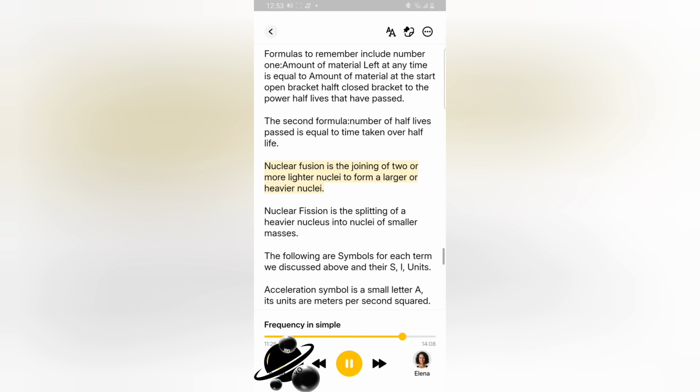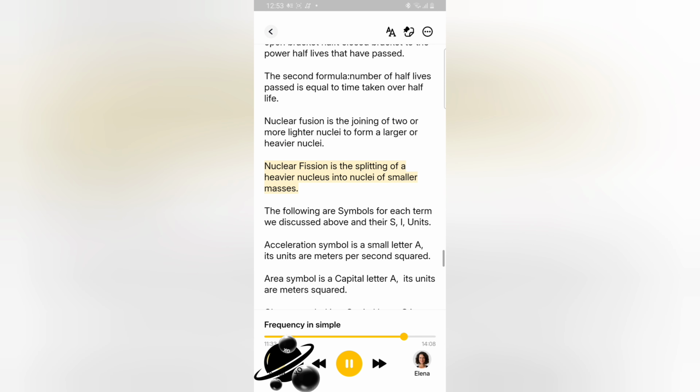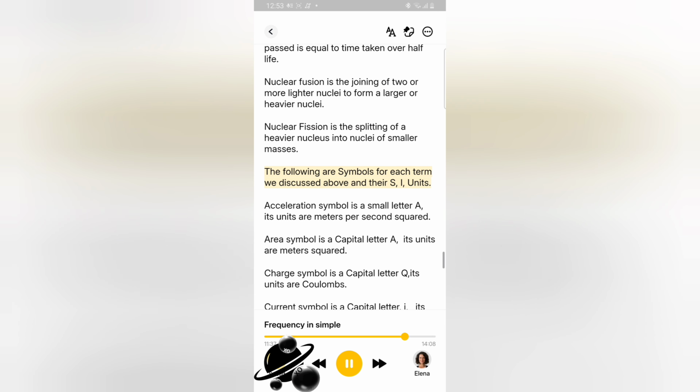Nuclear fusion is the joining of 2 or more lighter nuclei to form a larger or heavier nucleus. Nuclear fission is the splitting of a heavier nucleus into nuclei of smaller masses. The following are symbols for each term we discussed above, and their SI units.